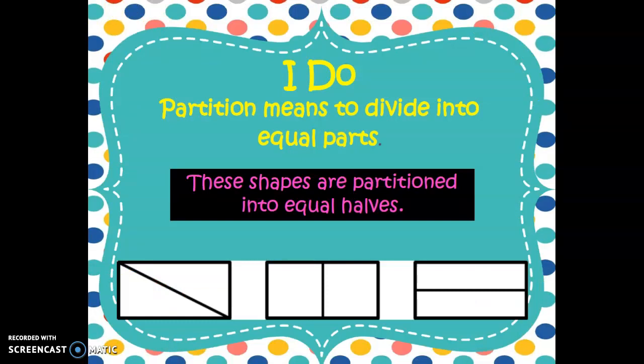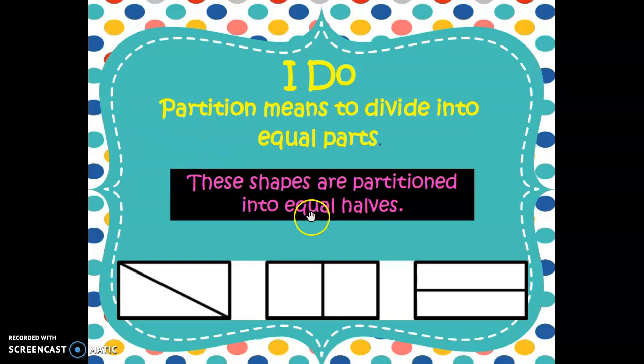All right, let's look at this I do. Again, partition means to divide into equal parts. I want you to get tired of hearing me say the words equal parts. I want you to dream about it as you're going to sleep, because that's something I do not want you to forget. So it has to be equal.